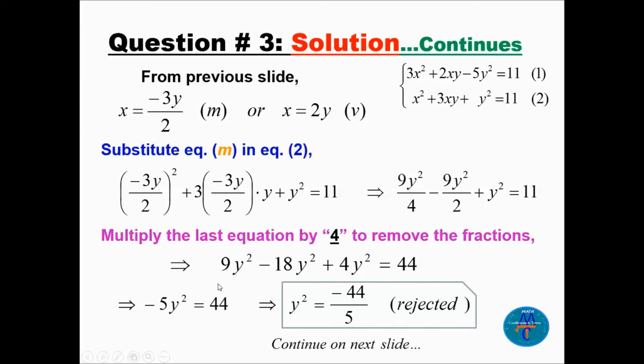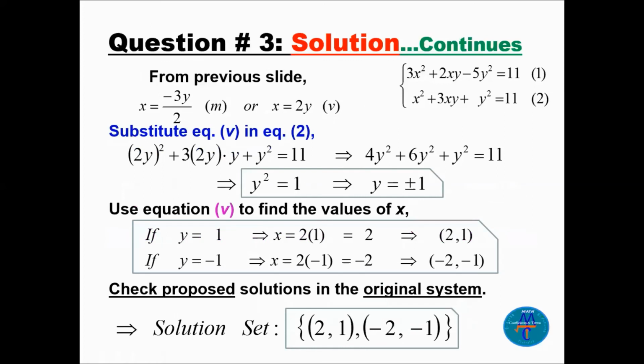Simplify the equation. This is minus 9y squared and plus 4y squared. So this is minus 5y squared, so y squared will be minus 44 over 5. Rejected, because we cannot accept y squared positive equal to a negative on the other side. So let's continue on the next slide. What do we continue now? We take equation V and we replace it in equation 2. I think we will get some solutions.